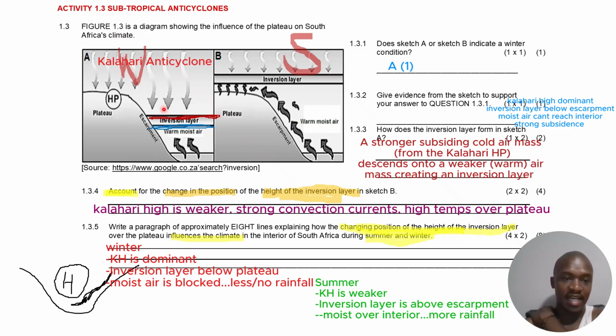In winter, the Kalahari High is dominant. The inversion layer is below the escarpment or below the plateau, right? Moist air from the ocean cannot reach the interior. Therefore, there's less rainfall over the interior. But in summer, the Kalahari High is weaker. Since it's weaker, the inversion layer is found above the plateau and above the escarpment. And then warm moist air from the ocean reaches the interior. It rises, cools, and condenses to form clouds, and clouds will bring about the rainfall. Right?